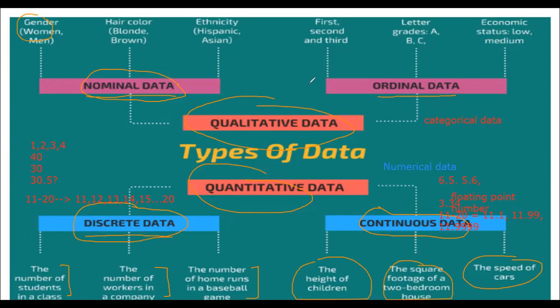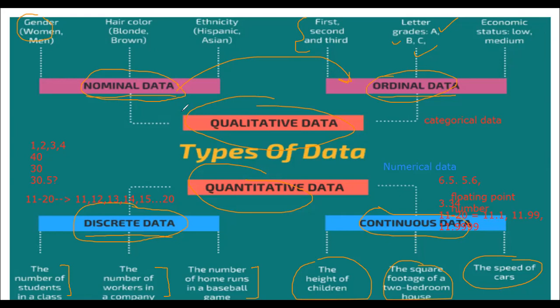Fine. Now, ordinal data. Ordinal data is like nominal but keeping some order in it. Let's say first, second, and third. There is some order in that. Grades like A, B, C: A is the highest grade, then B, then C. Salary, like low, medium, high. There is an order. Economic status, low, medium. There is an order. That's the difference between nominal and ordinal data.